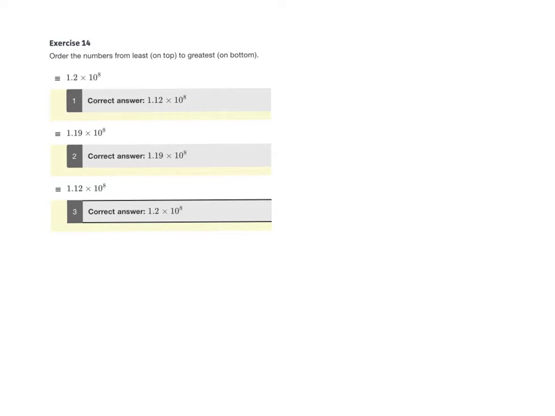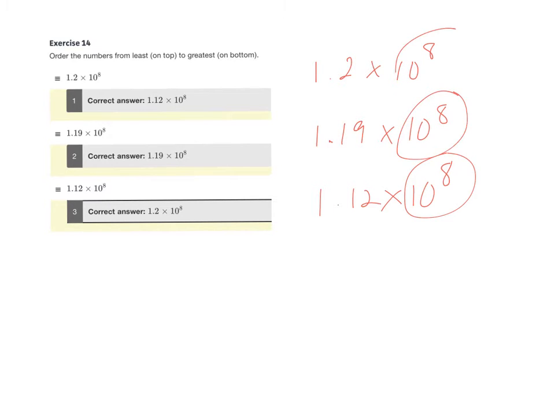Alright, number 14 said put these in order from least to greatest. So I've got 1.2 times 10 to the 8th. I've got 1.19 times 10 to the 8th. And I've got 1.12 times 10 to the 8th. So the first thing you want to do is identify that these are all the same. So if these are all the same, we don't have to focus on them at all. Now we just have to put these in order from least to greatest.